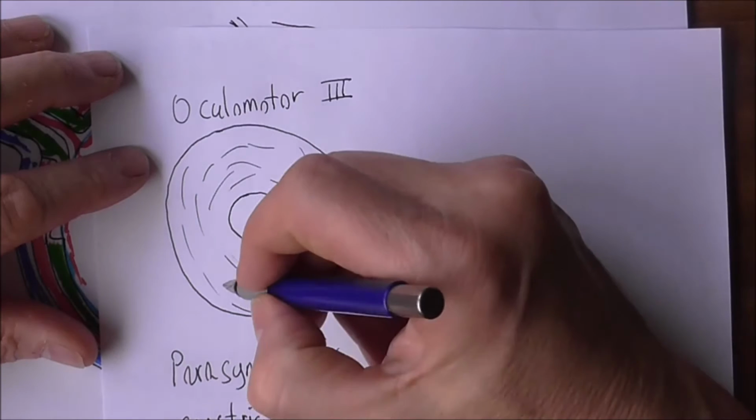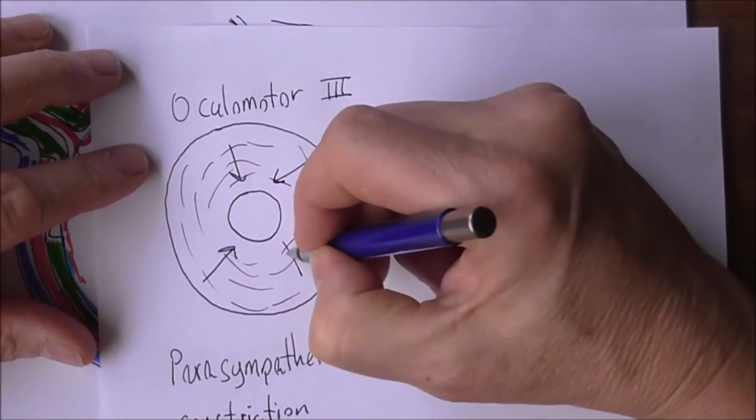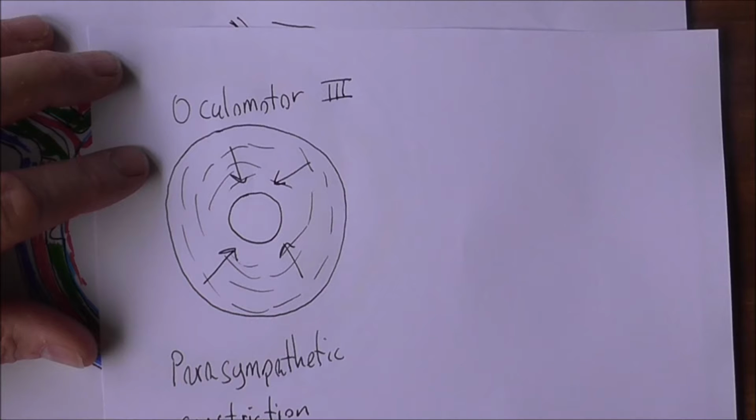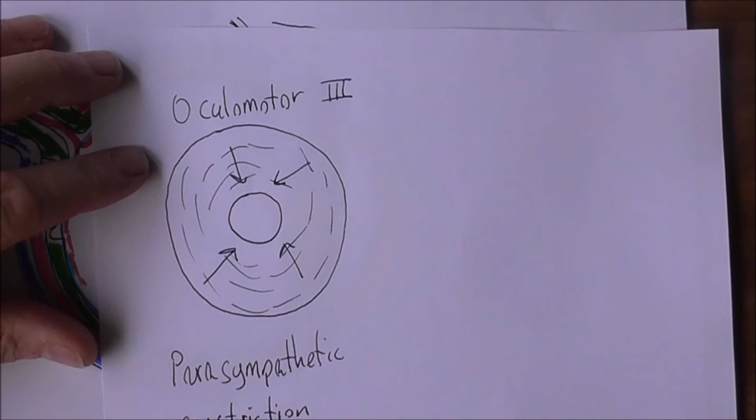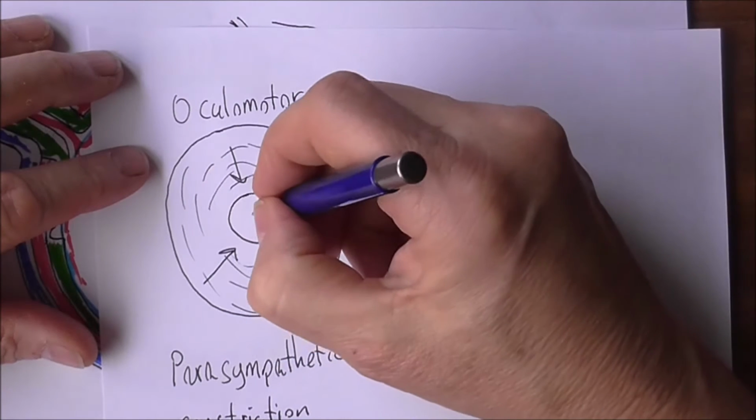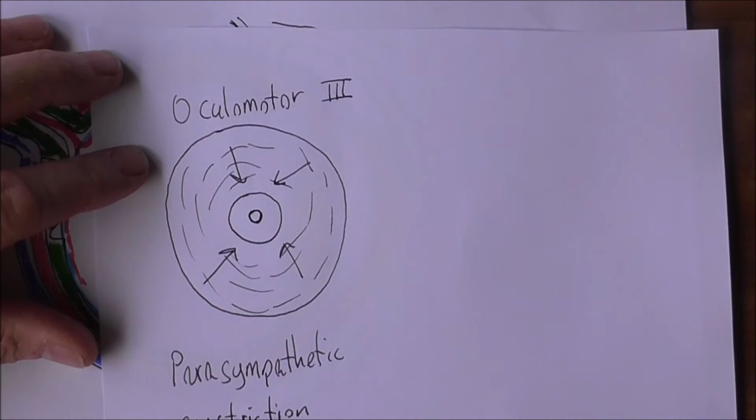So the contraction of the circular muscles is reducing the size of the pupil. Contraction of the sphincter pupillae muscles. We get contraction of the pupil. Now there can be abnormal contraction of the pupil that we have to look out for. For example, in people who've taken overdose of opiates, the pupils can become very small, like pinpoint pupils. And it will be the same on both sides. Both pupils will be pinpoint in opiate overdose.